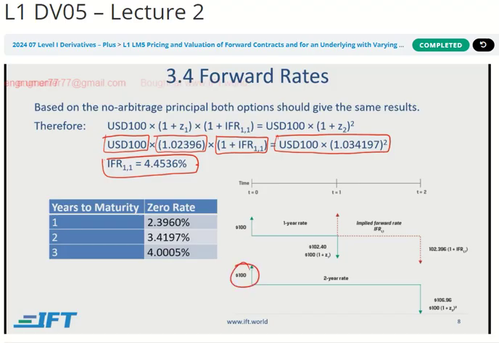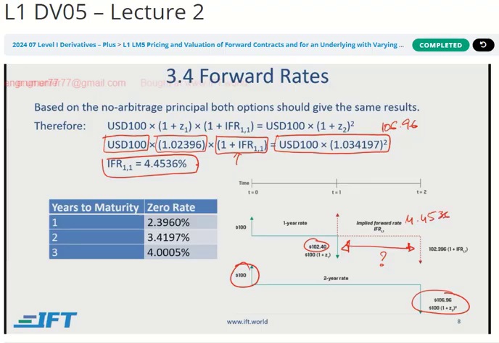So if we take 100 and it becomes 106.96, right, which is this part, it becomes 106.96, and this part, which is 102.4, needs to be multiplied to something which will make it 106.96. So what is that rate? And that turns out to be 4.4536.